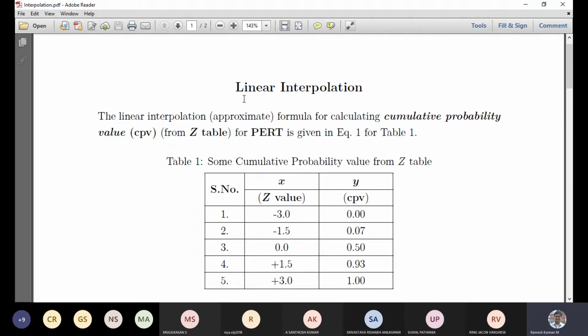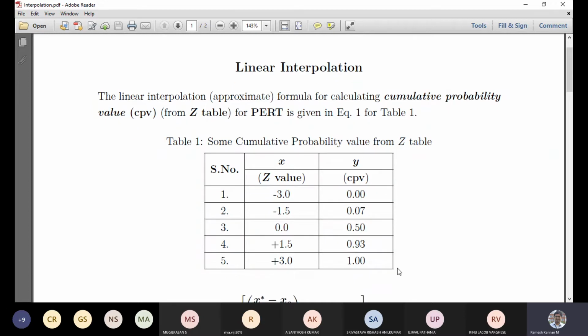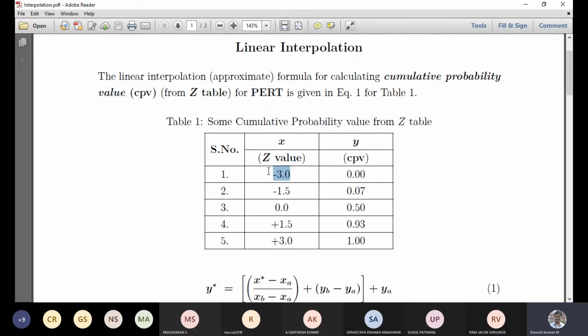So here, the linear interpolation formula for calculating the cumulative probability value from the Z table for the PERT calculation is given in table 1 and equation 1. Let's take a look at table 1. This is the standard values that I told you. Minus 3.0 has a 0 probability, so in terms of value, it is 0.00.